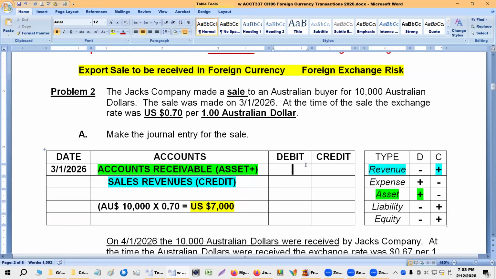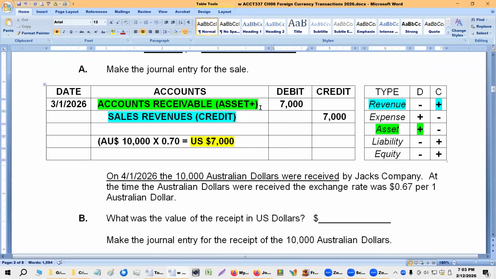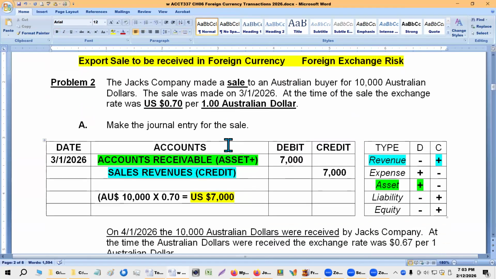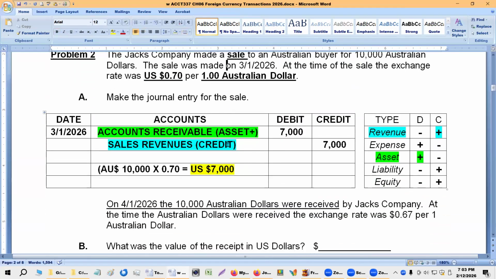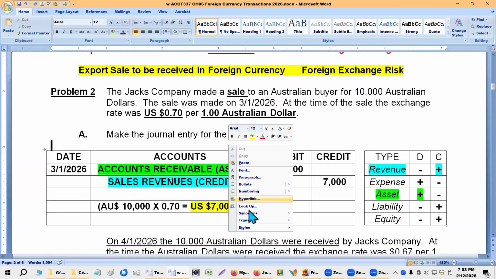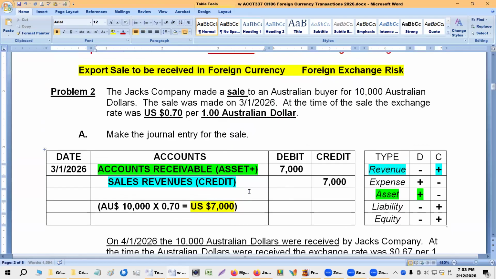So then we're going to record this journal entry. We have accounts receivable 7,000. Now these are in US dollars that we're putting on our books because we are a US company. But we're actually going to receive these in Australian dollars. So there is going to be some kind of a risk there, the risk of these changing value. Let me put parentheses around that.